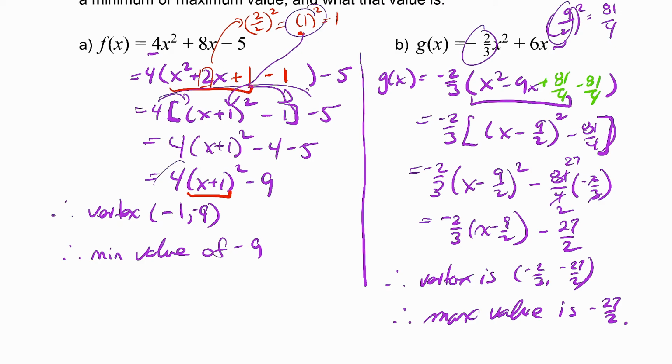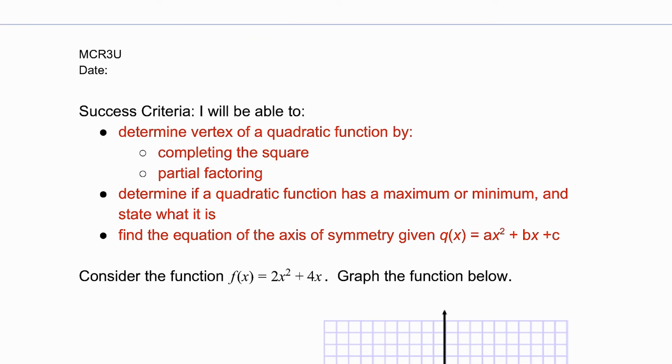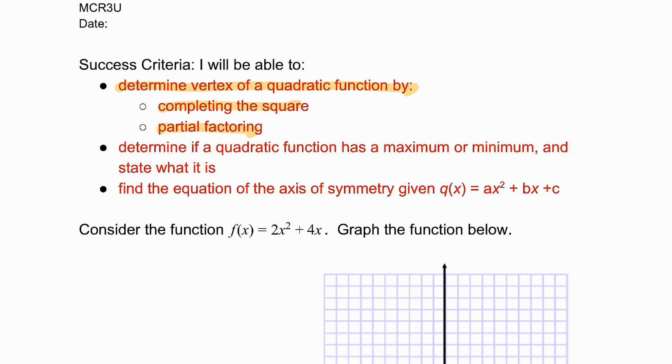So the purpose of today's lesson is to see a technique, which we'll call partial factoring, in order to determine the vertex of an equation that is in standard form without having to go off and complete the square. So there's our success criteria. Determine the vertex of a quadratic function by, well, this one is actually review, completing the square, which we just did above. The new method we're going to learn today is what we call partial factoring. And hopefully you will see that the process of doing that is a lot faster.